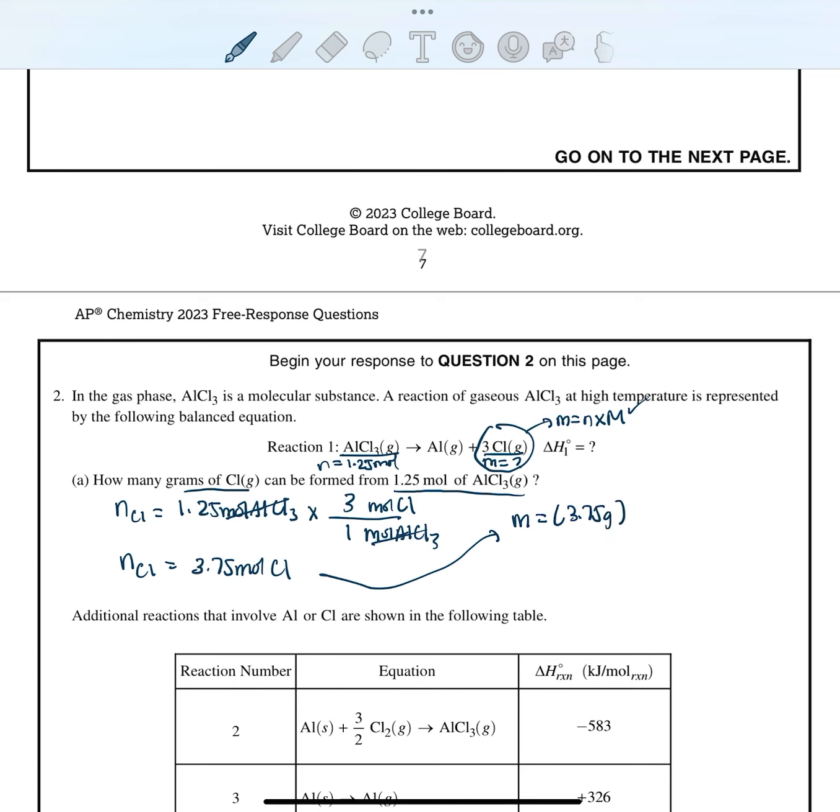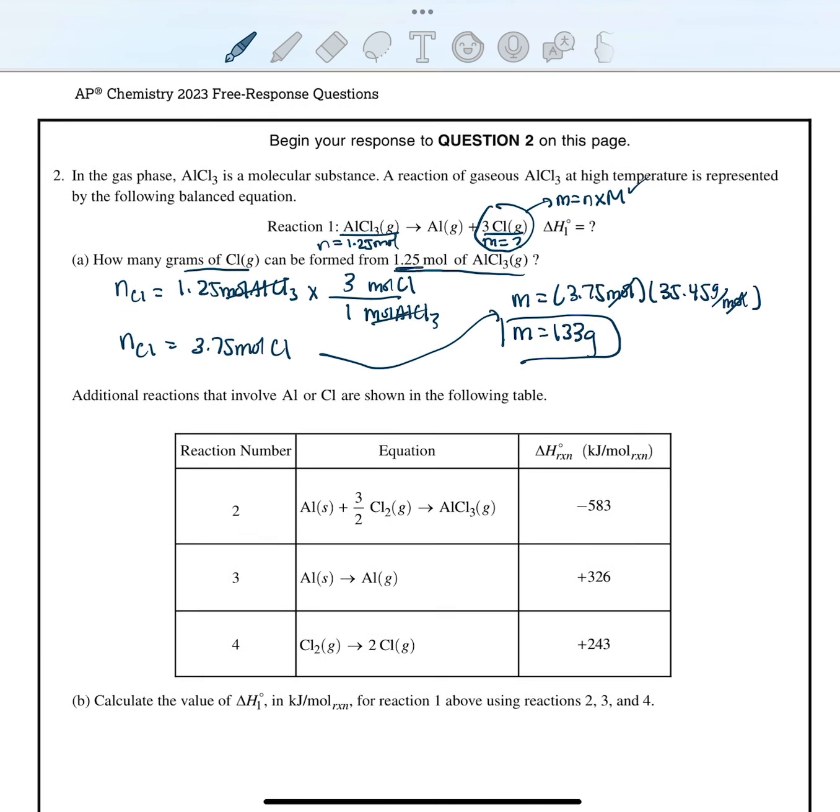So this will equal 3.75 moles times the molar mass of chlorine, which you get from your periodic table, 35.45 grams per mole. The moles will cancel, and we're going to round our final answer to 3 significant digits because that's what I'm given in the question up here: 133 grams. That's my final answer for part A.